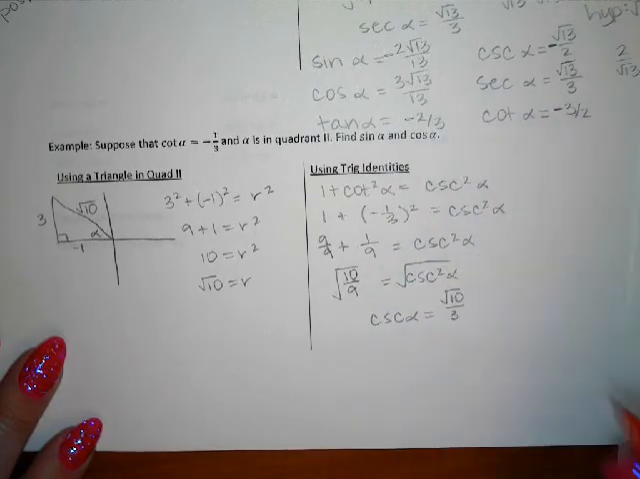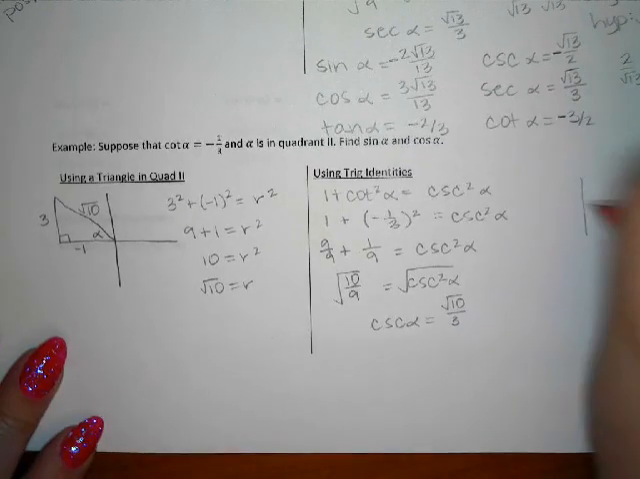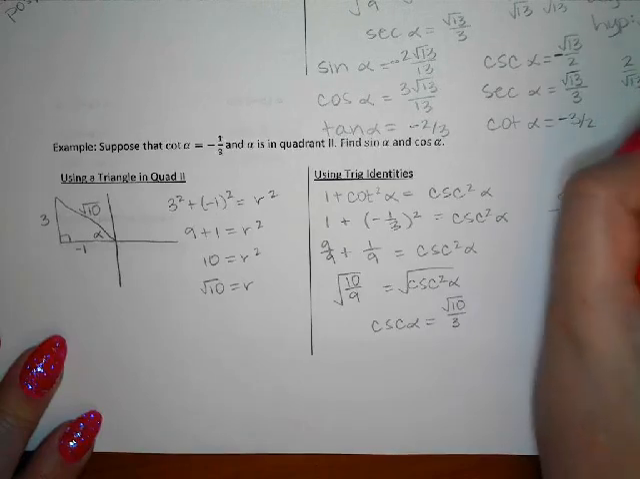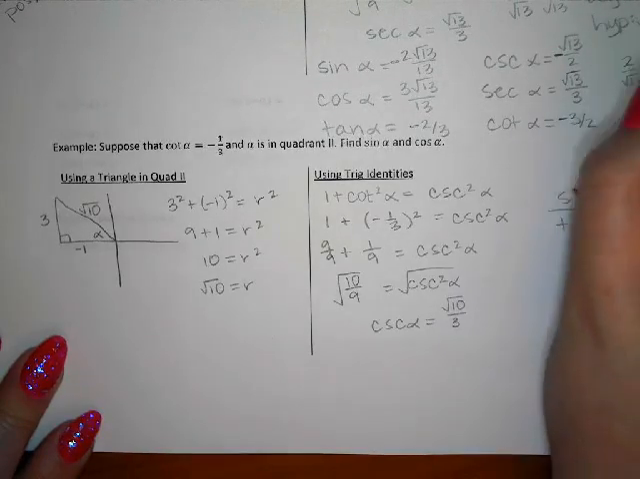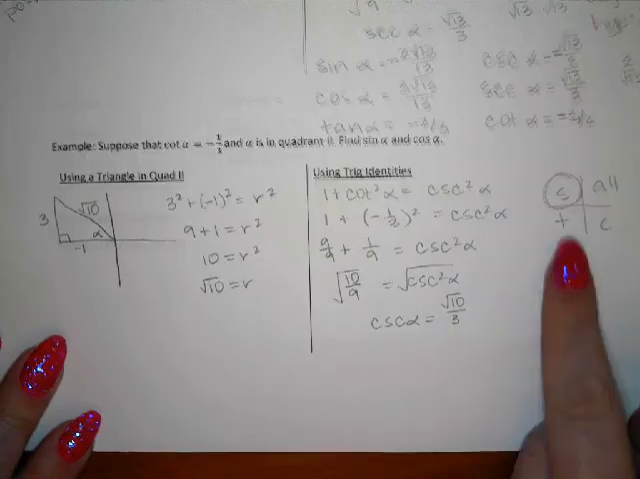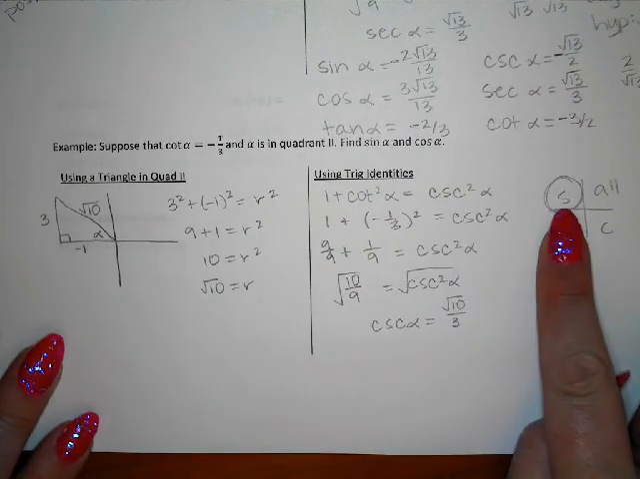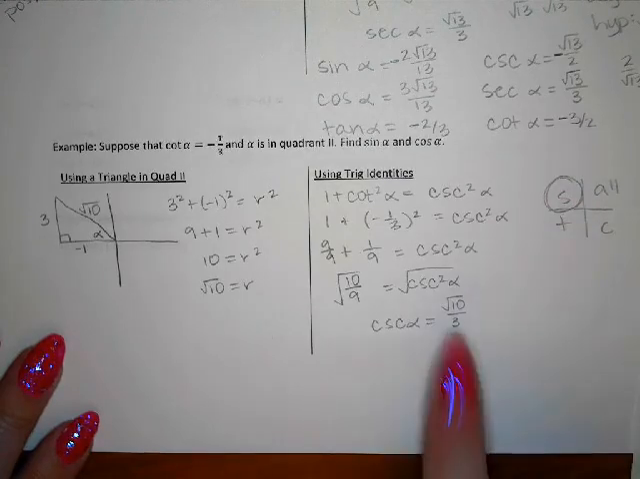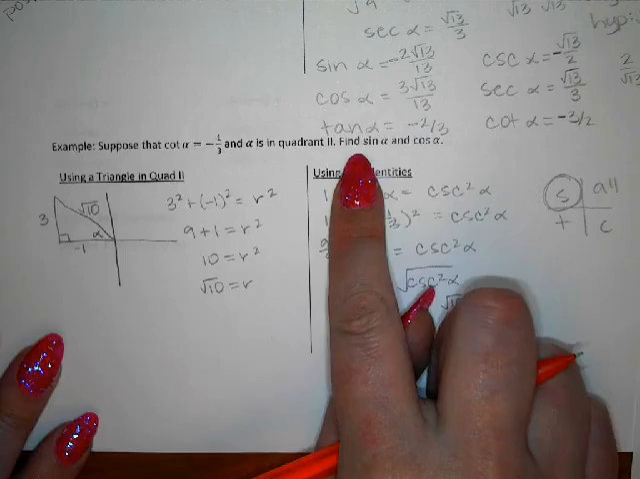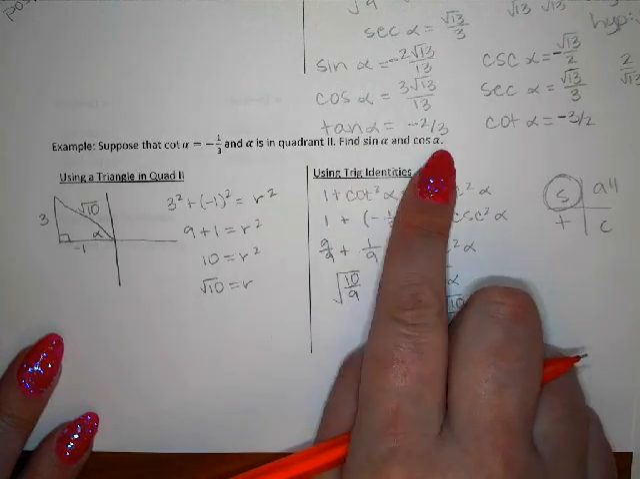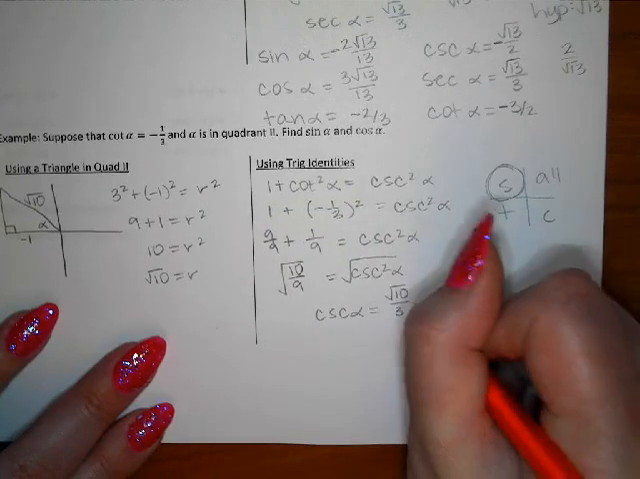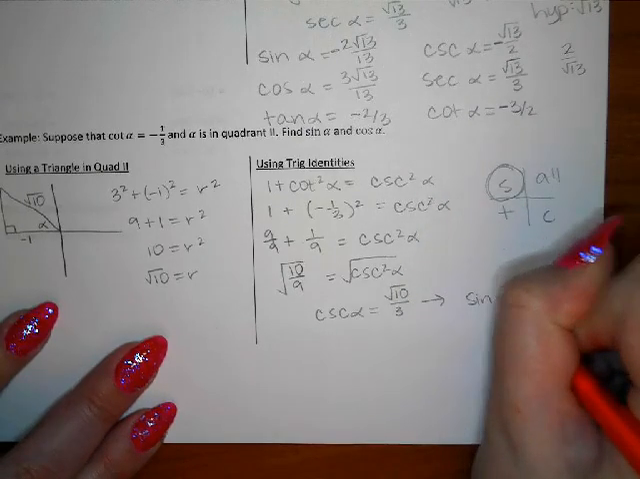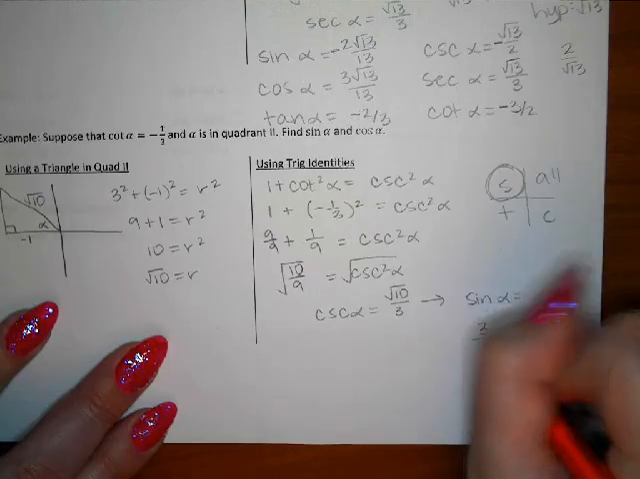All students talk constantly, and we are in quadrant 2. So the ratios that are positive in quadrant 2 are sine and cosecant. So cosecant is positive. In the instructions, they told us all we need is sine and cos. And so I'm going to go ahead and find the reciprocal of this. So sine of alpha would be 3 over √10. And if I go ahead and rationalize that, that would be 3√10 over 10.